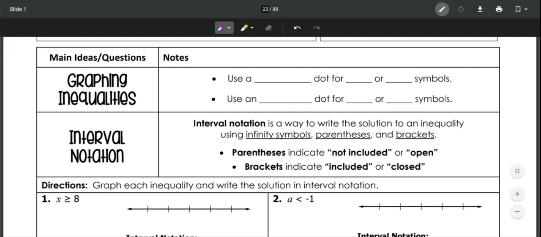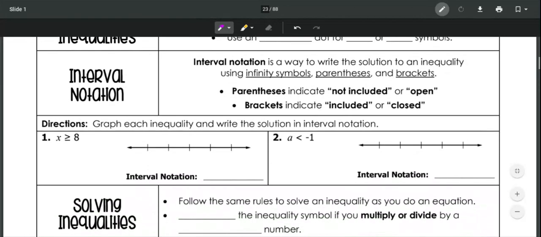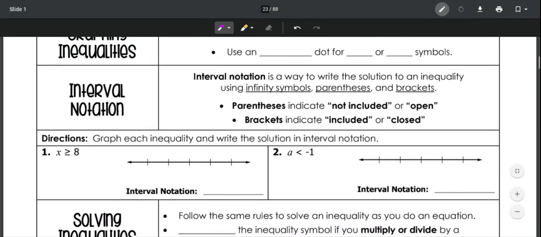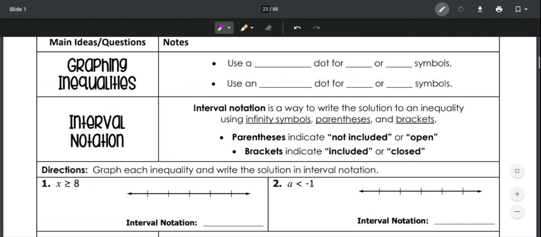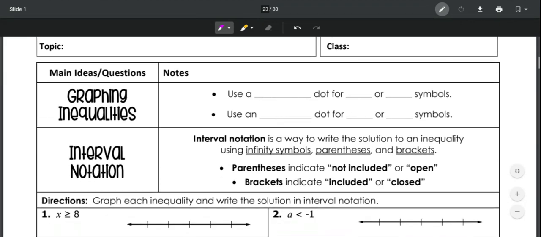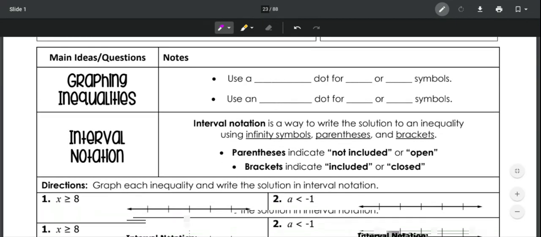Okay, so today we're going to get into graphing inequalities, interval notation, and then some solving inequalities. So that's just a little overview for what we have for this video. Let's begin with graphing inequalities.